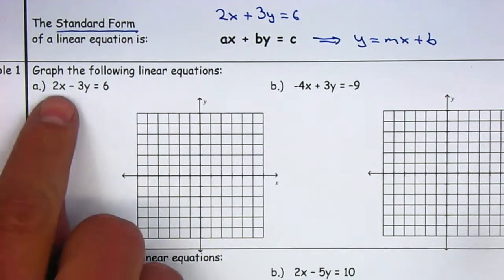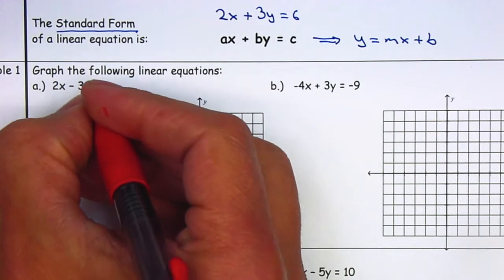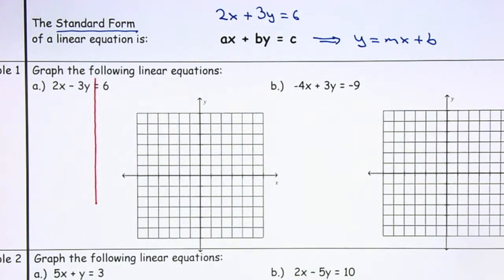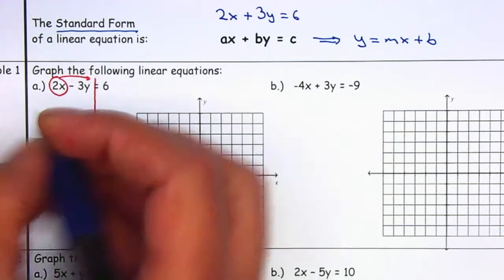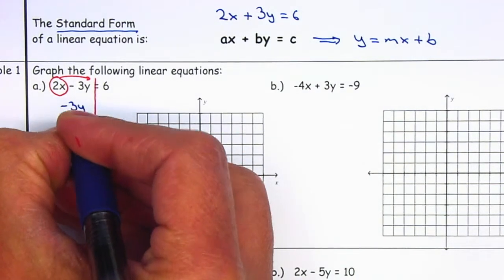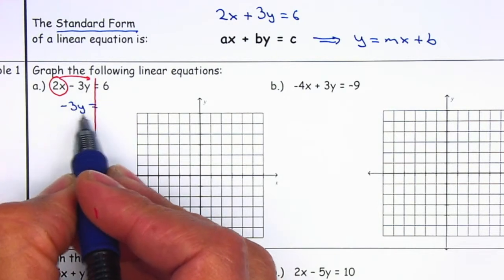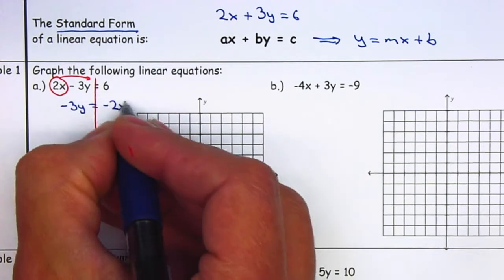We have 2x minus 3y is equal to 6. So we want to be able to leave the y by itself. We want to solve for y. I'm now going to move my 2x to the right hand side. And it's a positive right now, it's going to become a negative. We have negative 3y. Don't forget about the negative. The negative belongs to the 3. So we have a negative 3y. The 2x becomes a negative 2x. And then we have a positive 6.